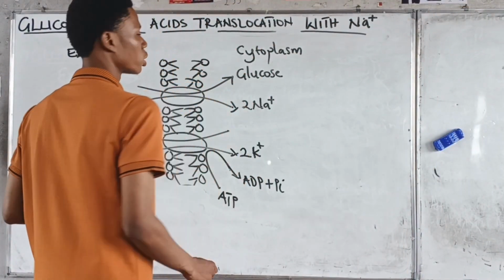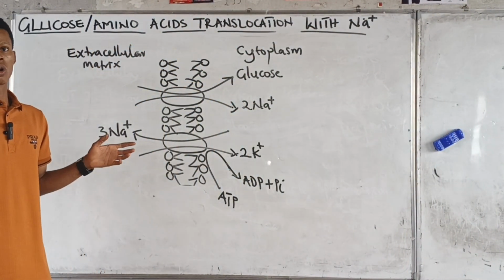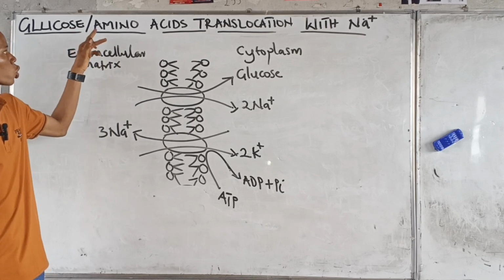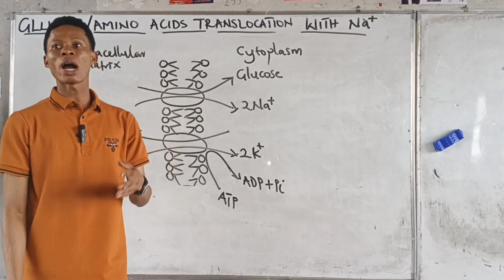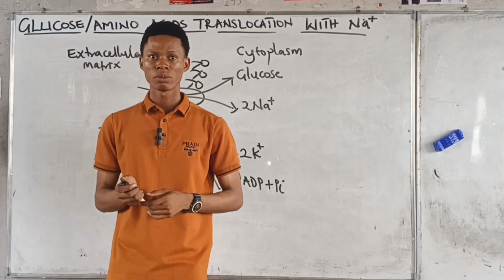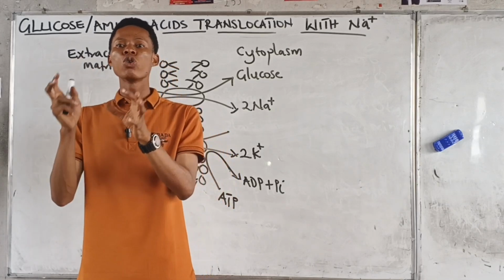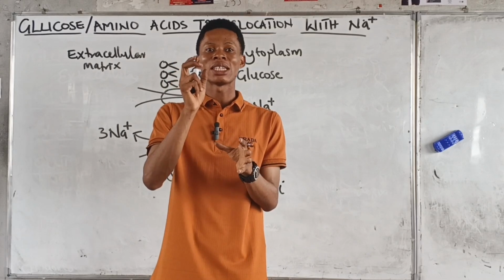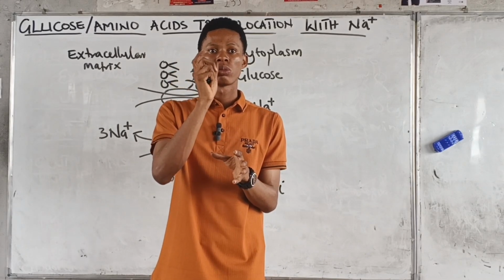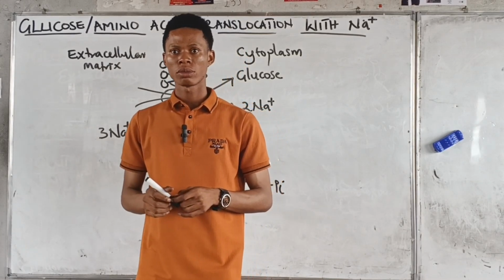All right. Now, please look up. We'll be looking at glucose and amino acid translocation with sodium ion in the membrane. We are going to look at how amino acids are translocated by sodium ion through the membrane.